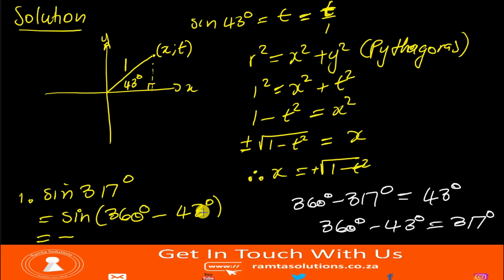And what are we left with? We are left with sine 43 degrees. So 317 is similar to negative sine 43. If you want proof of this, I want you to try on your calculator: press sine 317, tell me what you get.